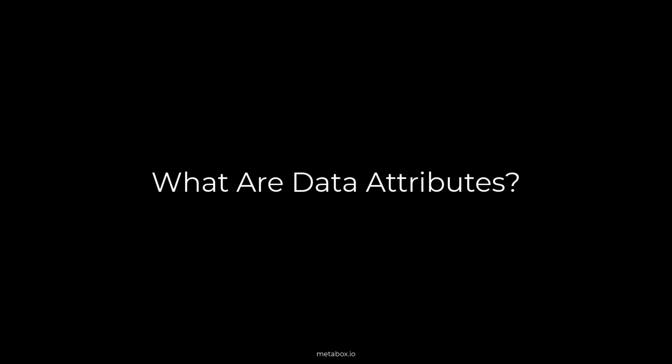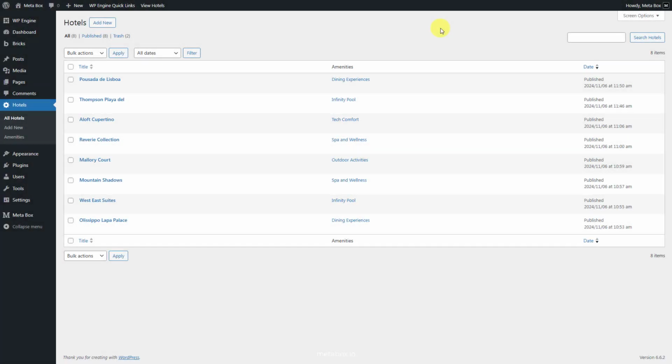I think it will be easier to understand if we look at a real case. I have a list of hotels like this. They are assigned to the amenities service. Then I want each type of amenity to have its own style, like this.